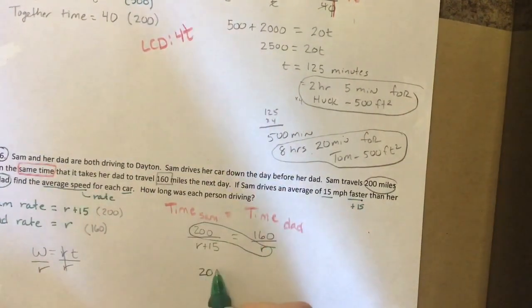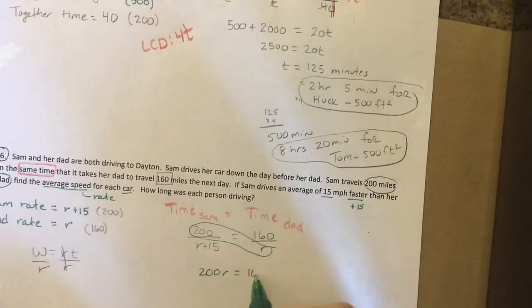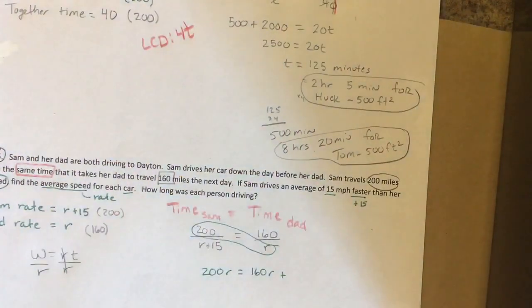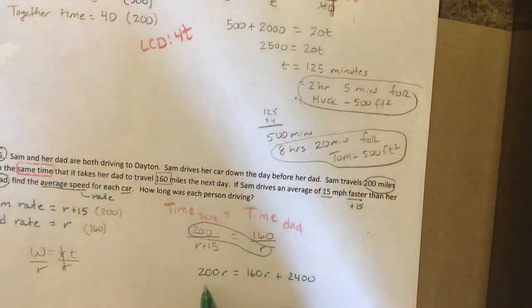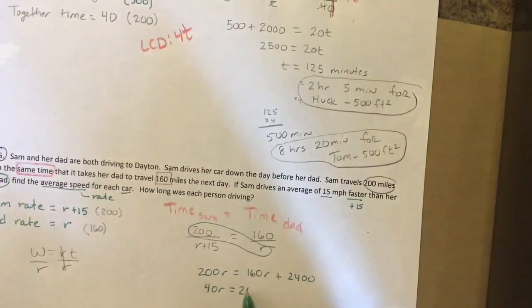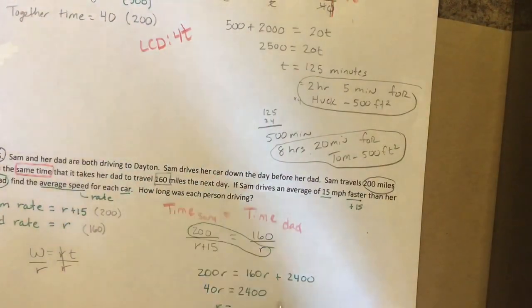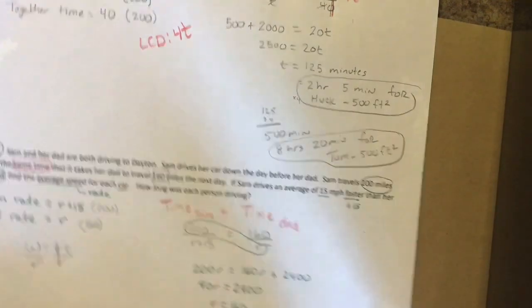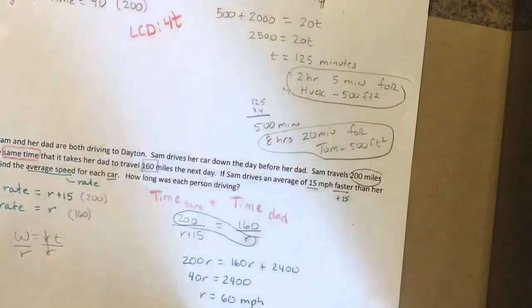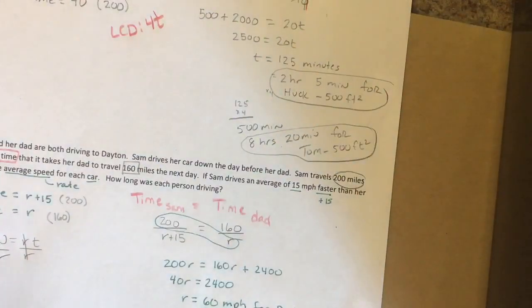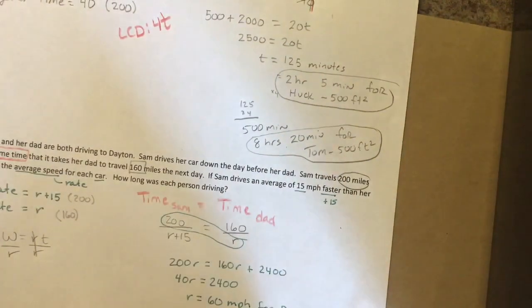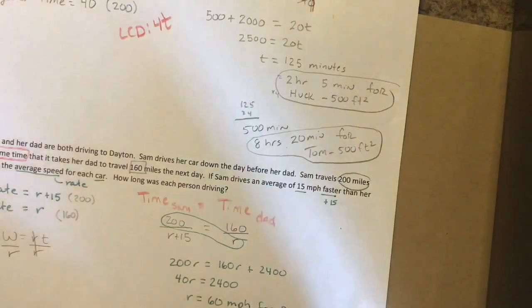So 200R equals 160R plus 160 times 15, 2400. Okay. Subtract 160R, 40R equals 2400. Divide, what's the rate? 24 divided by 4. 60 miles per hour. Yes, miles per hour. That's for Dad. Okay. And then how about Sam? How fast is she going? 60 plus 15. Sam's going 75.